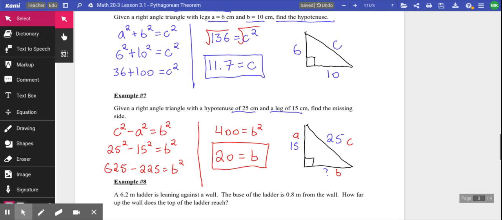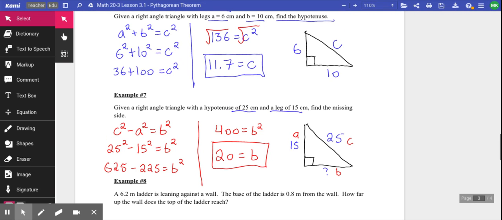So when you're doing these ones, draw the triangle. Make sure that you have them labeled properly, right? So in number 6, we're looking for the hypotenuse, so I use this formula. In number 7, I'm looking for a leg, so I use this formula. Always square root as your last step. You should have got 11.7 and 20 as your answers.